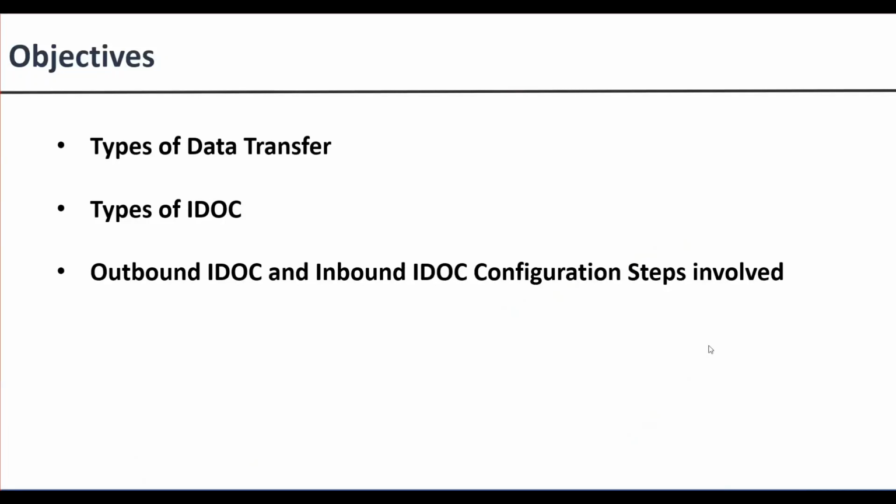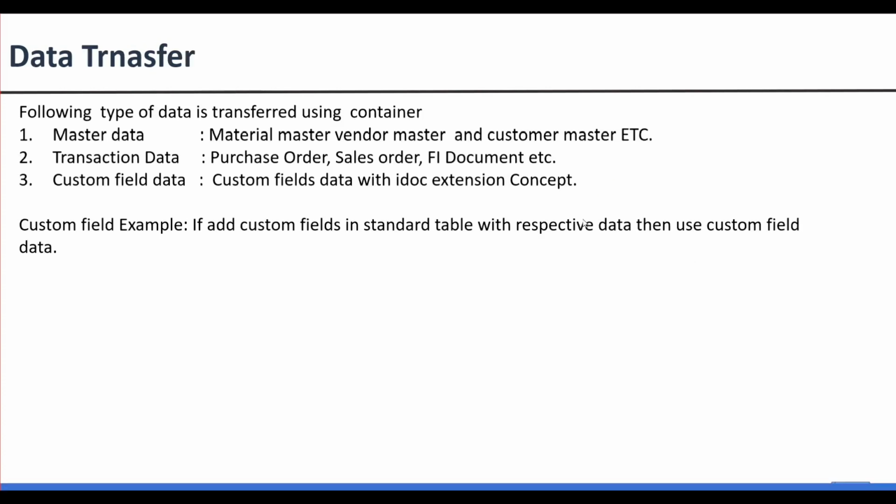Here you can see the objectives on the screen: types of data transfer, types of IDOC, and what configuration steps will be involved from the outbound side and inbound side. Data transfer: there are three types of data transfer. You can transfer the data from sender to receiver. Those are master data, transactional data, and custom fields data, meaning customization data.